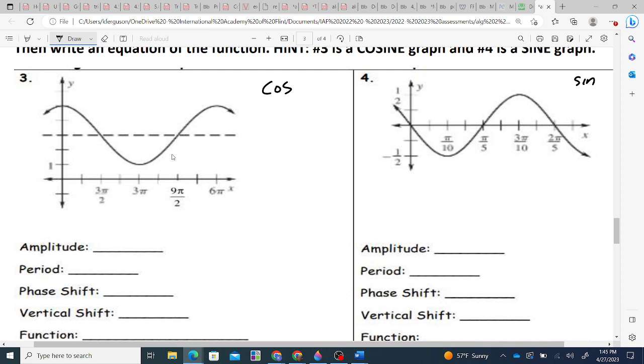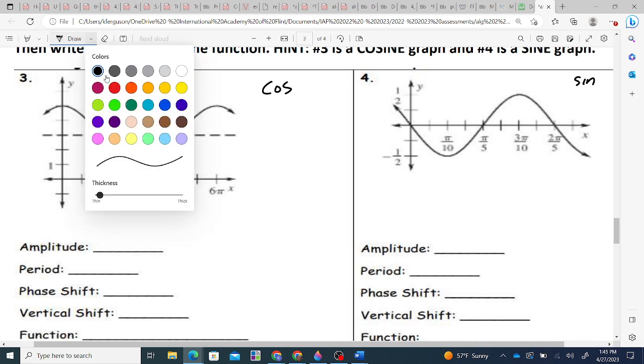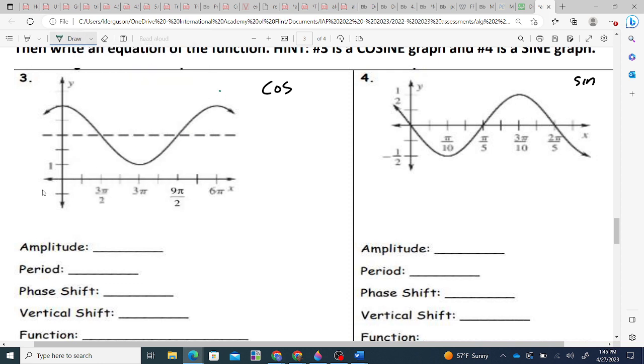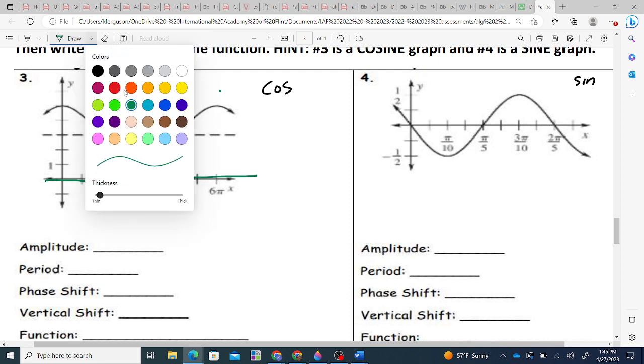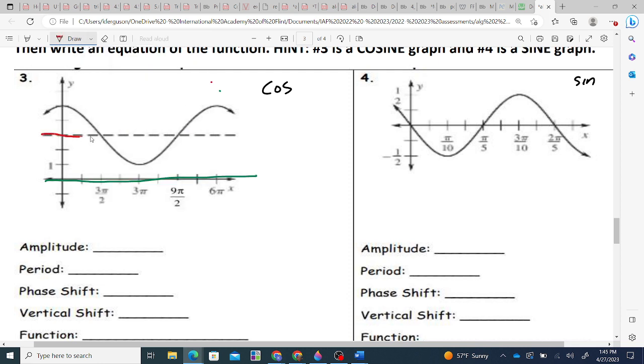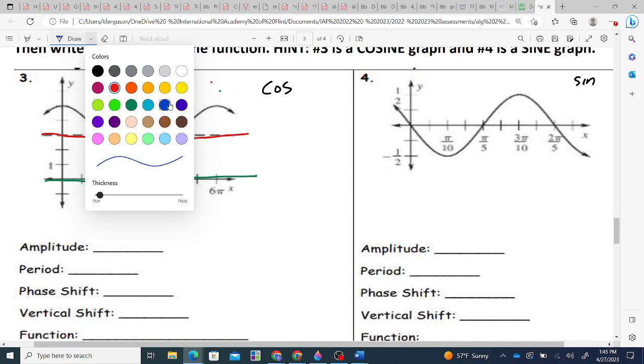Let me grab my note. Okay, so if we say that we're using cosine for this graph, you can see that the midline has moved. The midline is usually here, but that's not where the midline is. The midline now is here. So that means something moved upward. So that's something to put in the back of your head.